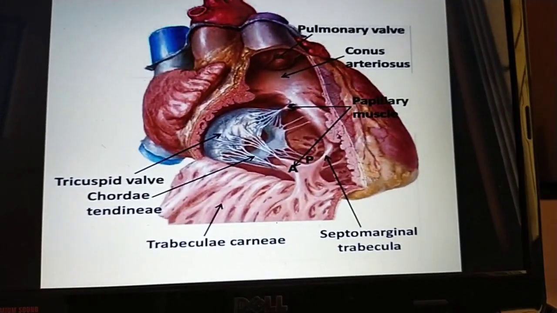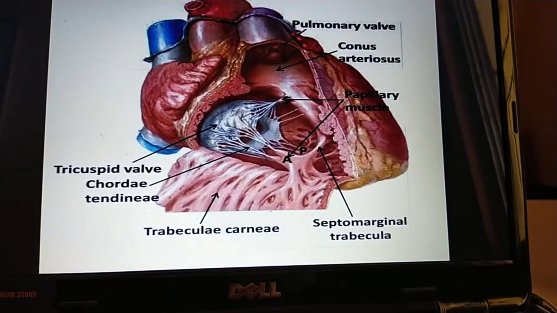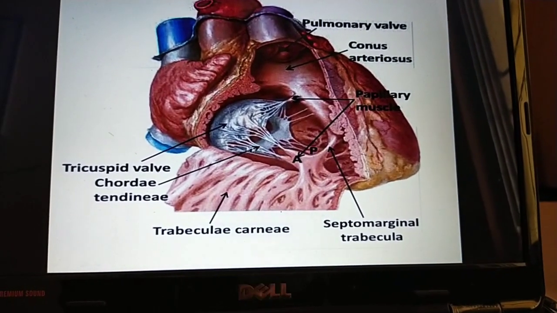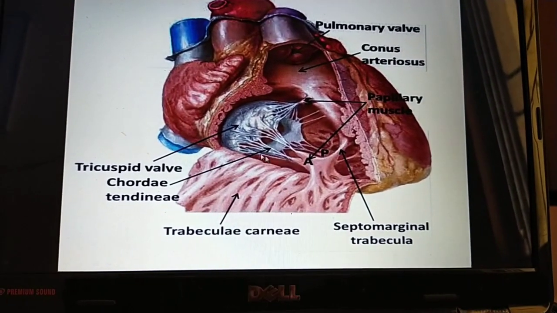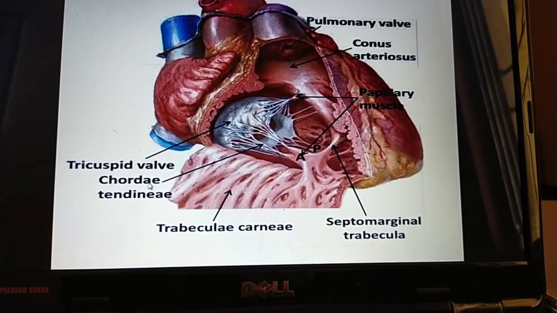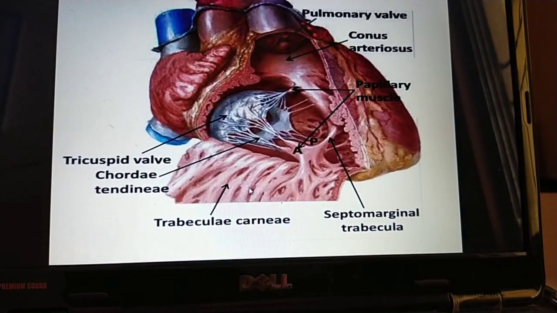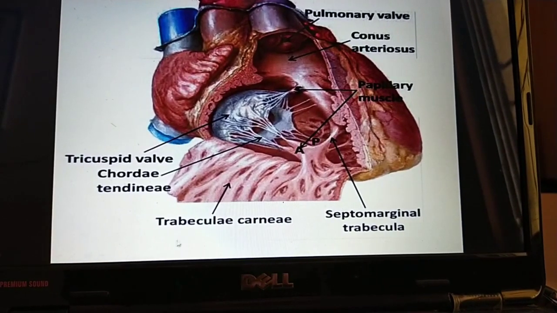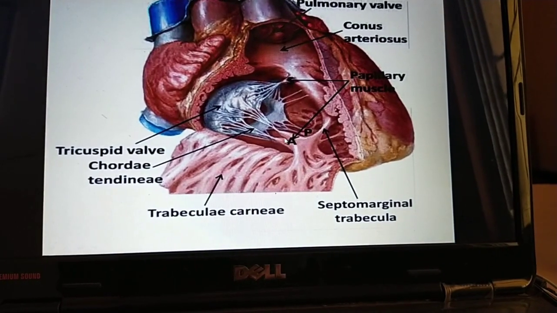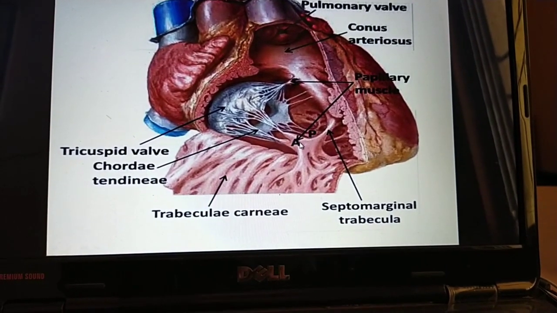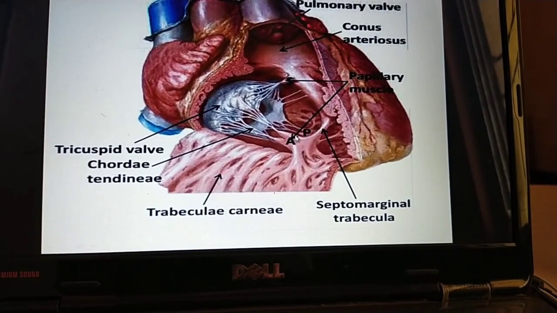In this, you can see some structures here. You can see thread-like or rope-like structures. These are called chordae tendineae, and these are some projections or irregular muscular columns. You can say trabeculae carneae. Another one is muscular projections, long projections in the ventricle. These are called papillary muscles.